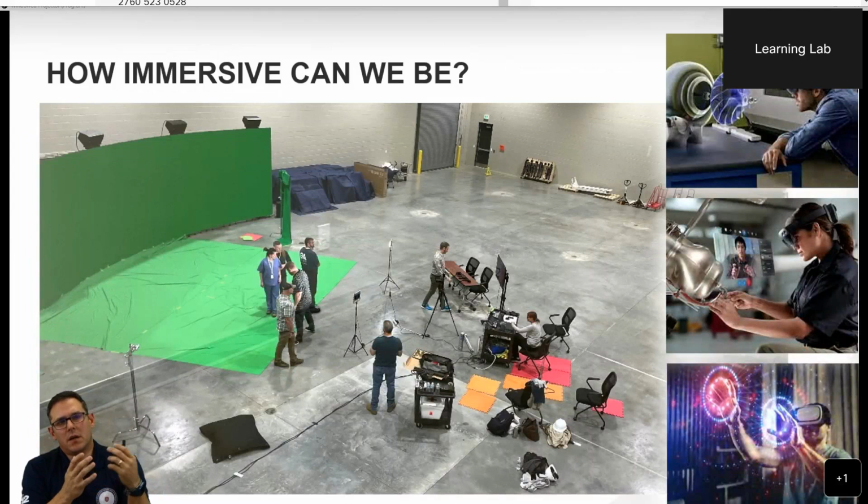Now, when we think about this, how immersive can we be? We have a high bay facility. Again, it's about 8,000 square feet. And the LED wall that you see there is 9 feet tall by 45 feet wide. And we can turn that into a green screen and do green screen production.